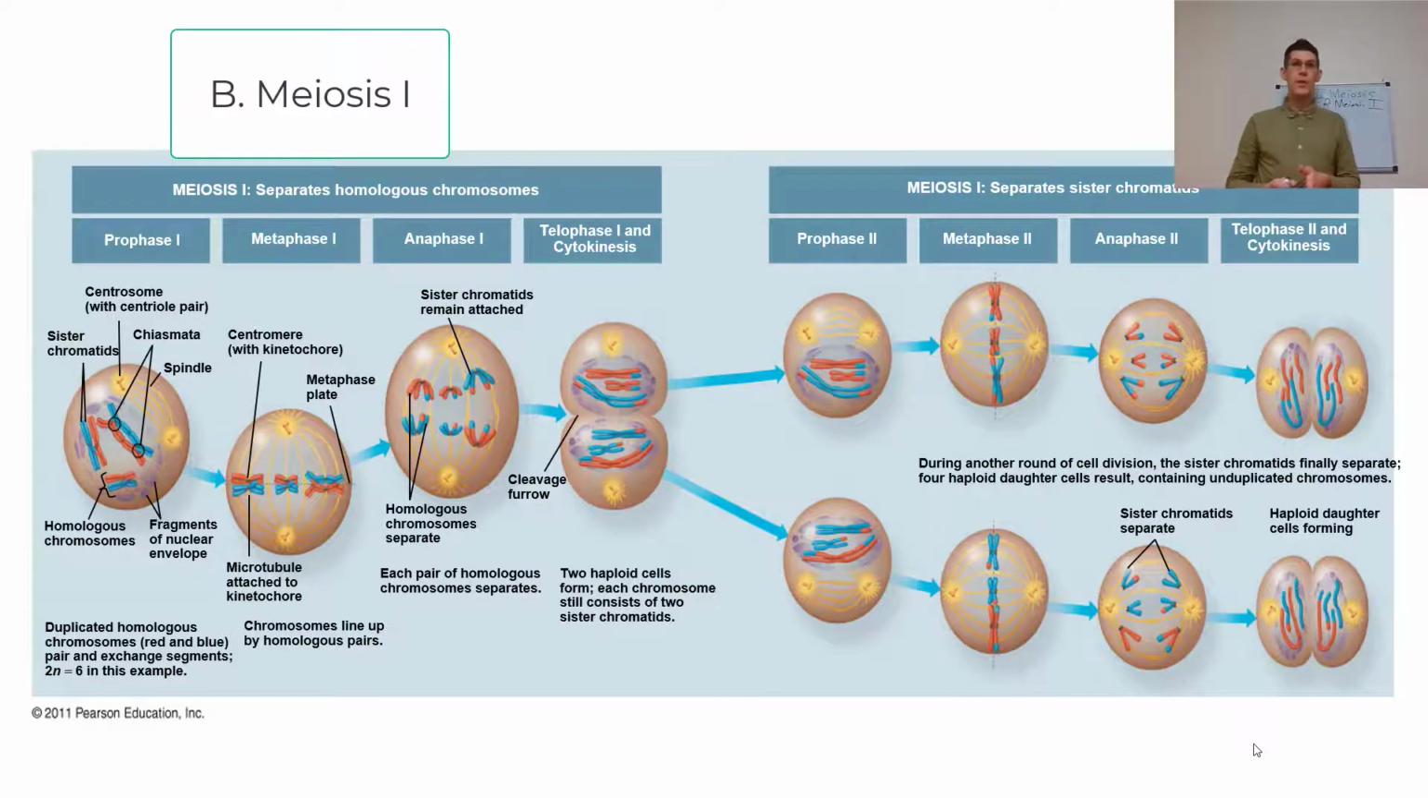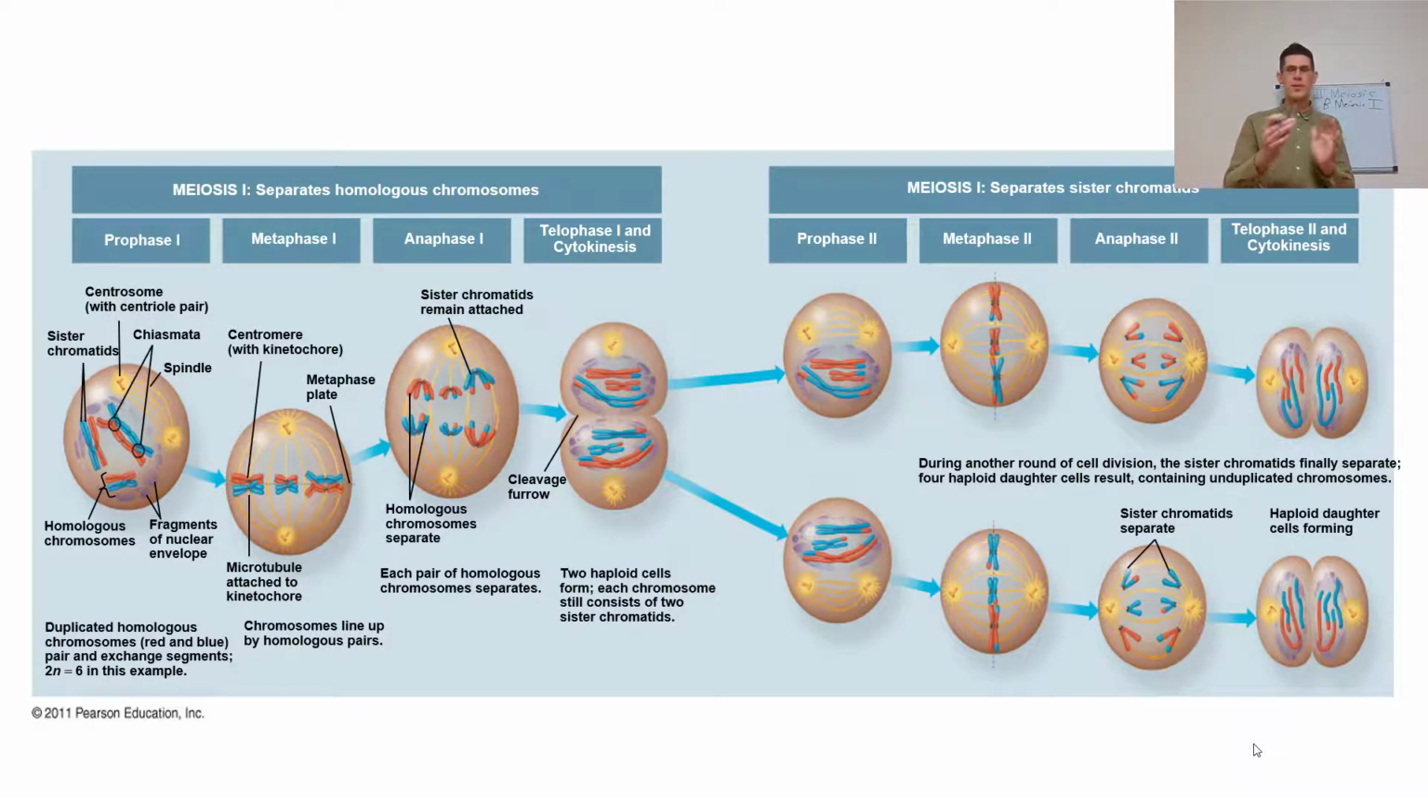In meiosis 1, we have prophase 1, metaphase 1, anaphase 1, and telophase 1. During these 4 phases, there's prometaphase 2, we don't focus on that. But during these 4 phases, we're going to see the homologs separating. So in prophase 1, the homologs are actually going to pair up with one another. They're going to exchange some DNA. We're going to come back to that.